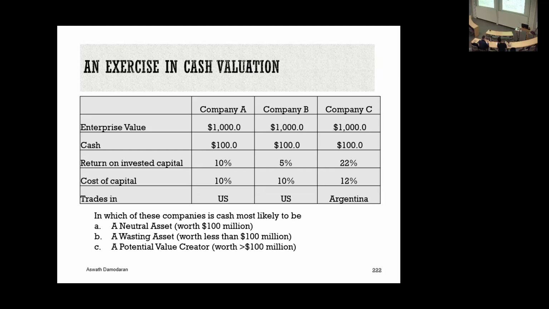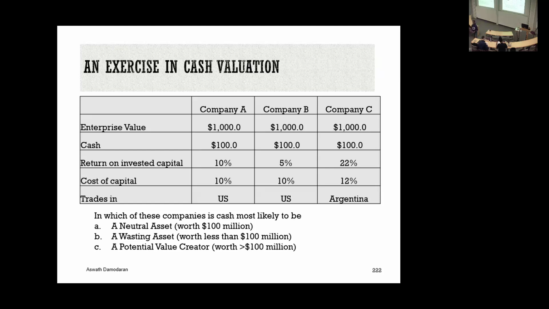I'm going to argue that in one of these three companies, cash will be a neutral asset. In other words, it'll be valued at exactly 100 million. So let's pause right there. In which of these three companies is cash most likely to be a neutral asset and why? Company A. And what is it about company A that makes it a neutral asset? It's a blah company. What do blah companies do? They don't hurt you. They don't help you. They run in place.